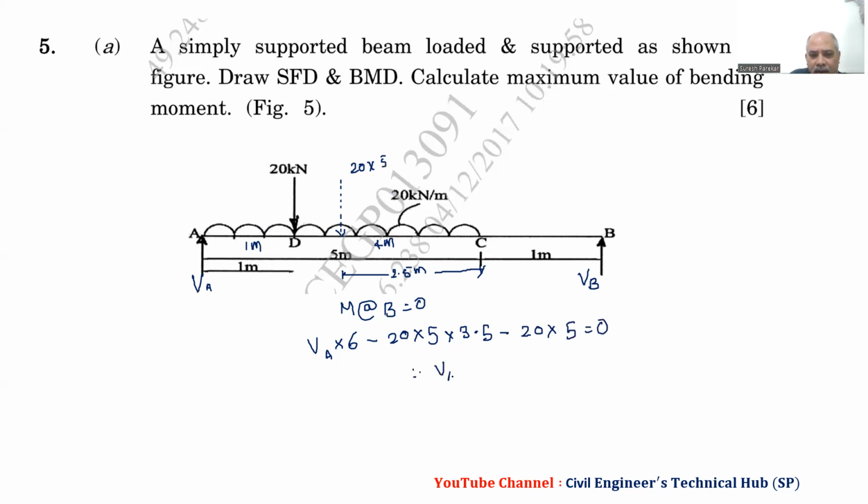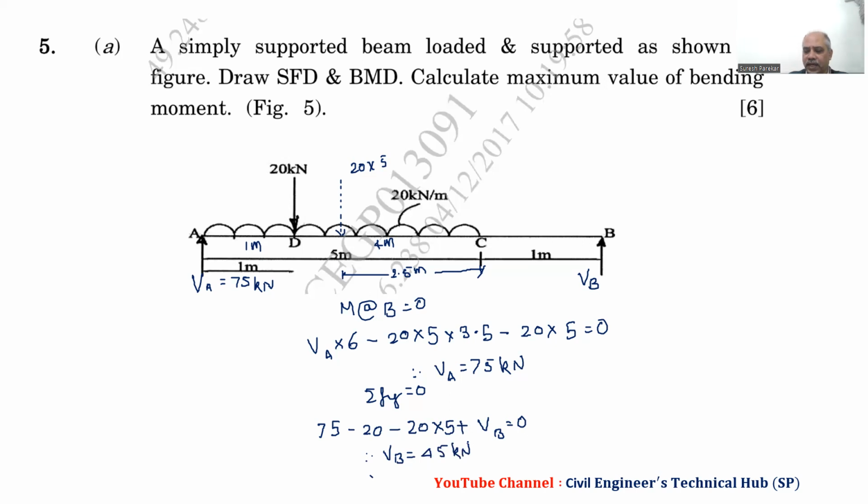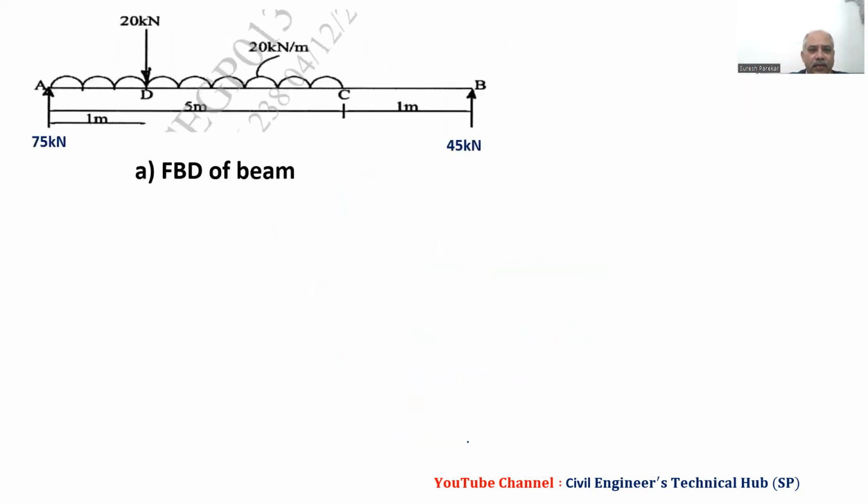and due to the concentrated load 20, it will be 5, and that is equal to 0. From this we get VA equal to (20 into 5 into 3.5 plus 20 into 5) divided by 6, so it comes 75 kilonewton. Then apply summation Fy equal to 0: 75 minus 20 minus 20 into 5 plus VB equal to 0. From this we get VB equal to 45 kilonewton. So we have VA 75 and VB 45.